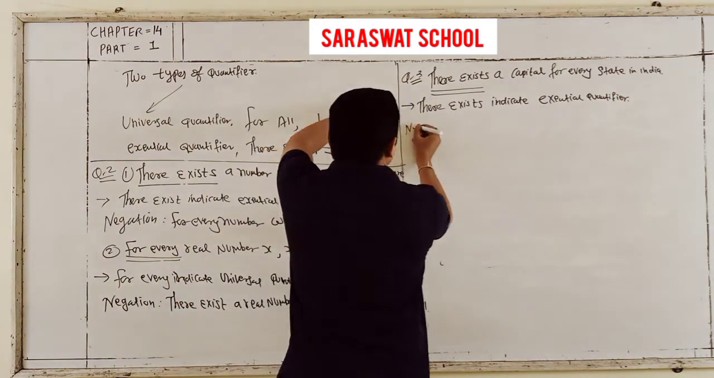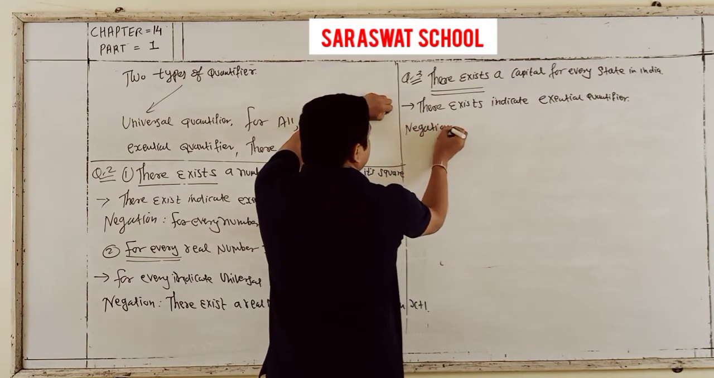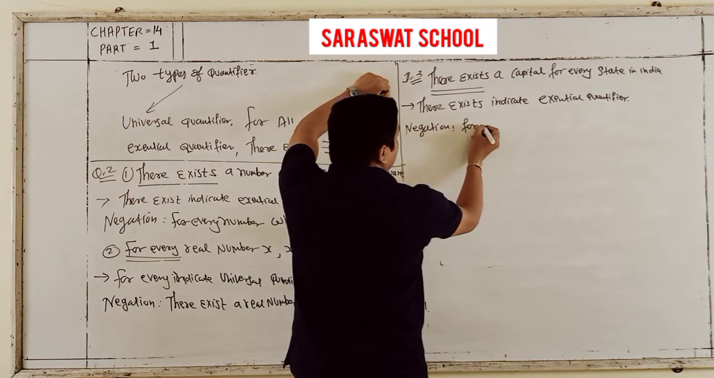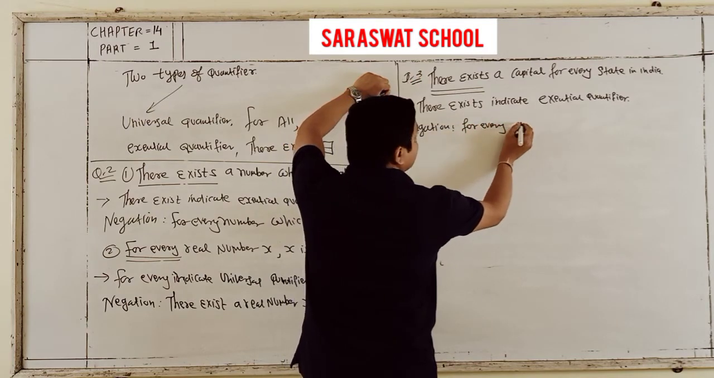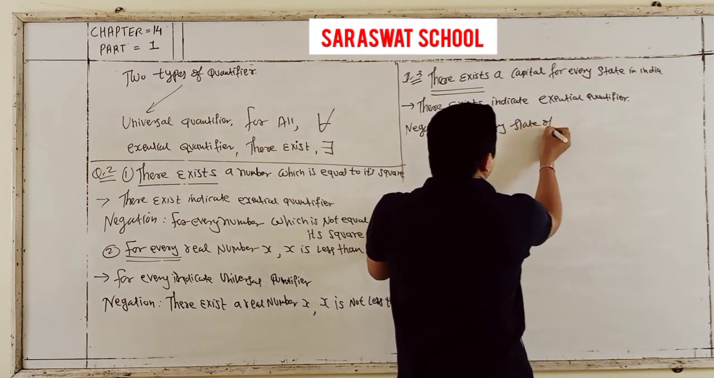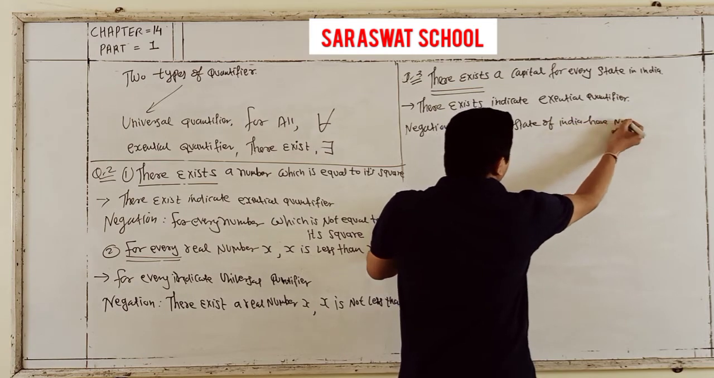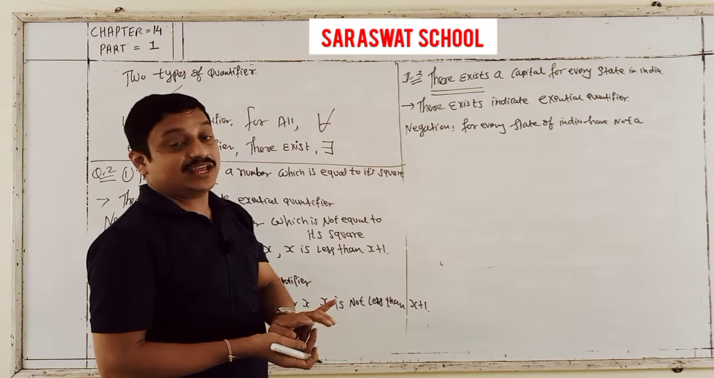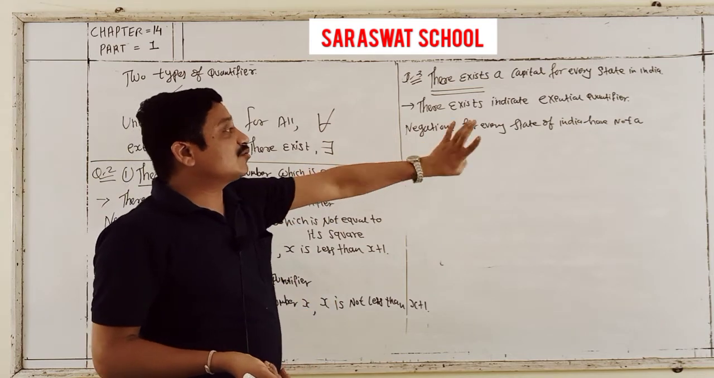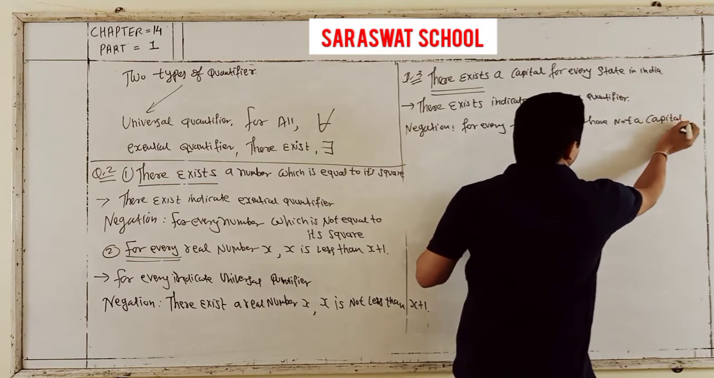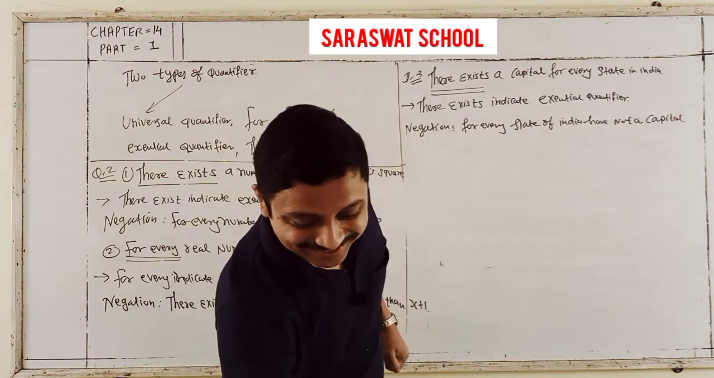And negation is very easy. I convert it into negation: there exists changes to for every state of India, have not a capital. There exists a capital for every state of India. I just converted it: for every state of India, have not a capital. And that's it, students, your question number 2 is done.